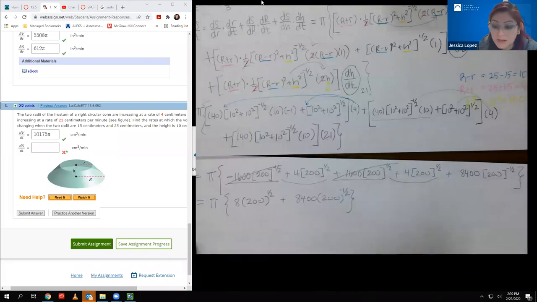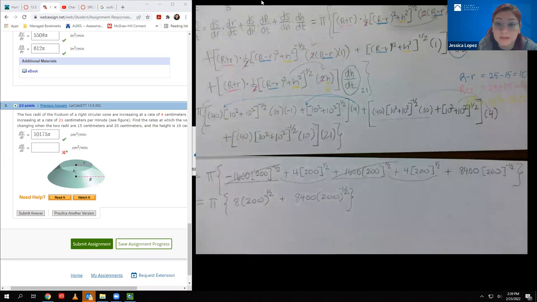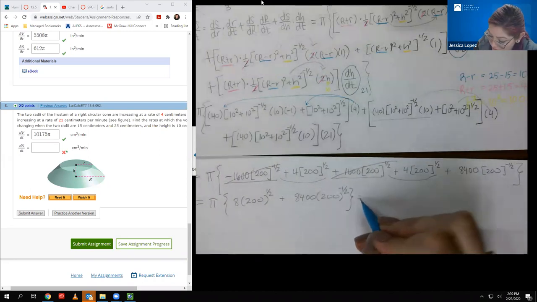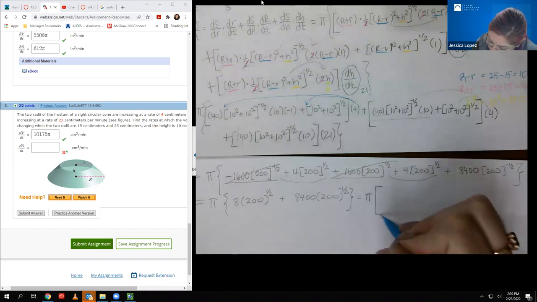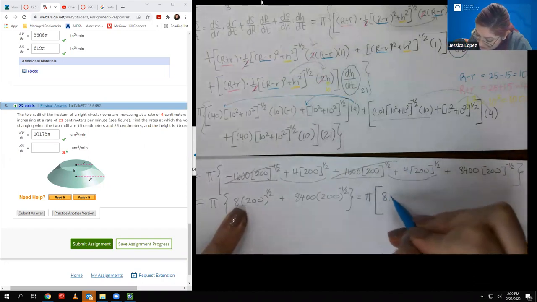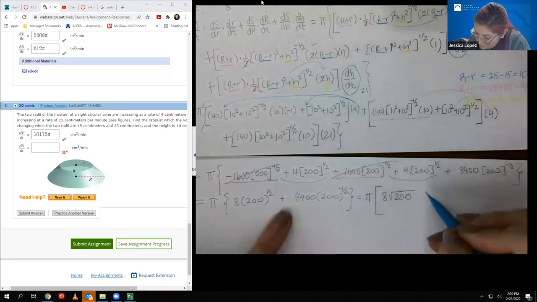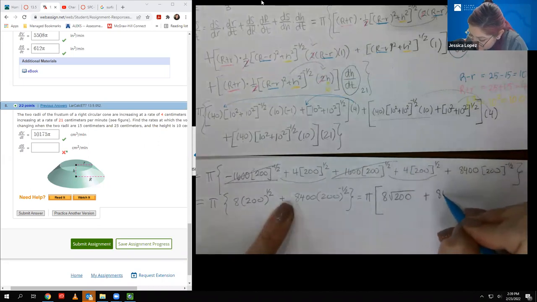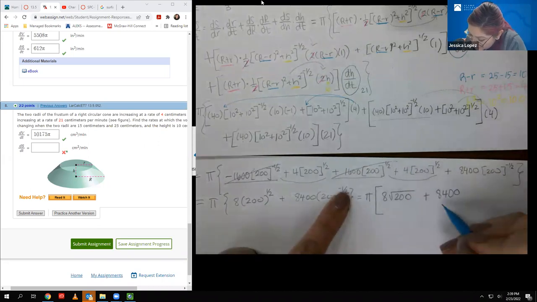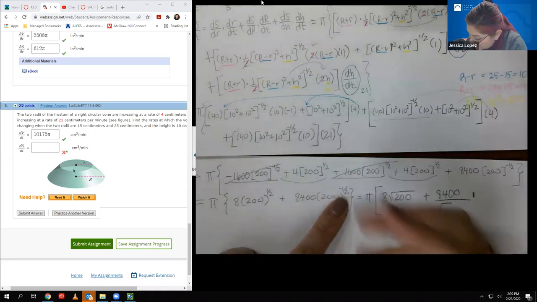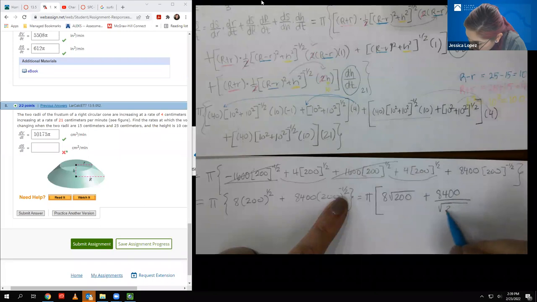Now, if I type this in my calculator, it's going to tell me a decimal, and I cannot type in a decimal. I have to type in an exact answer. So what I'm gonna do is convert these into their radical forms. So this will become 8 square root of 200. This will become 8400, but because of the negative exponent, the square root of 200 will be at the bottom, at the denominator.